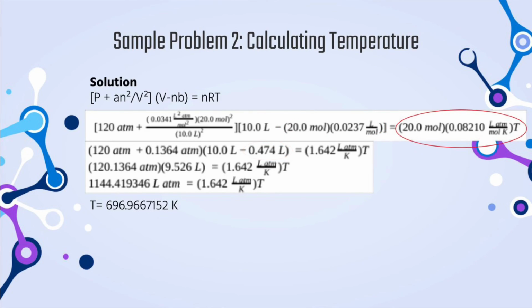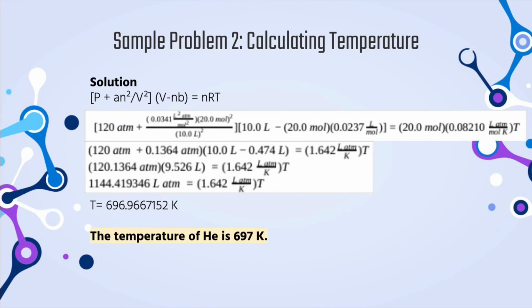20 multiplied with 0.08210 multiplied with T is equal to 1.642 T. 120 plus 0.1364 is equal to 120.1364. 10 minus 0.474 is equal to 9.526. Multiply 120.1364 with 9.526 equals around 1,144.4. Divide each side by 1.642. The temperature of helium is 697 Kelvin.